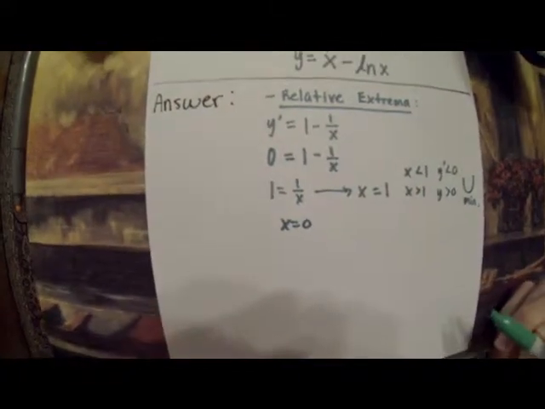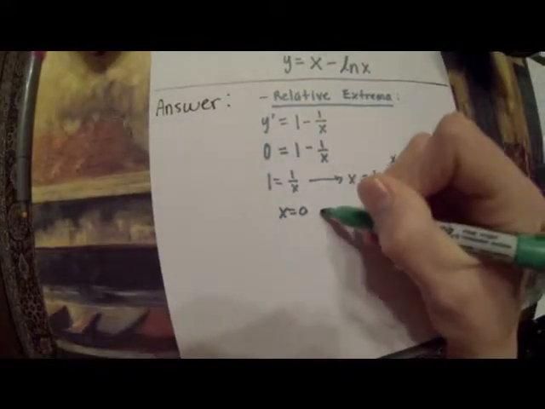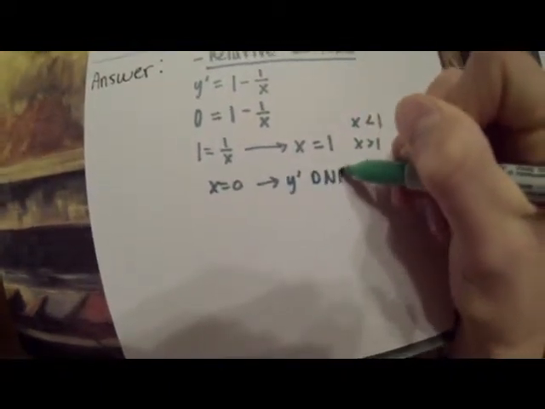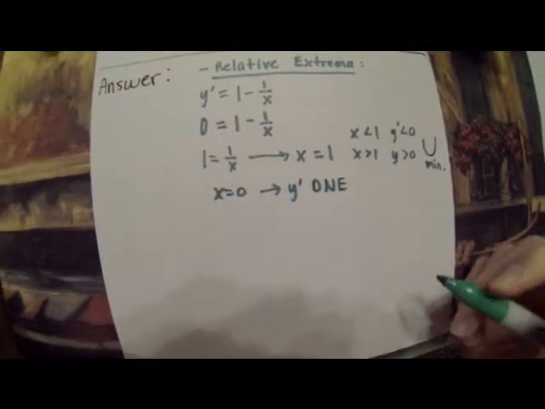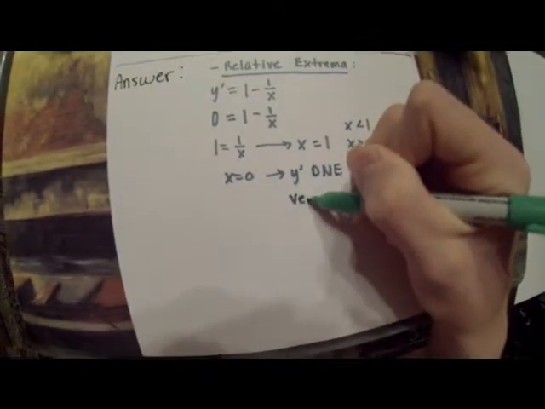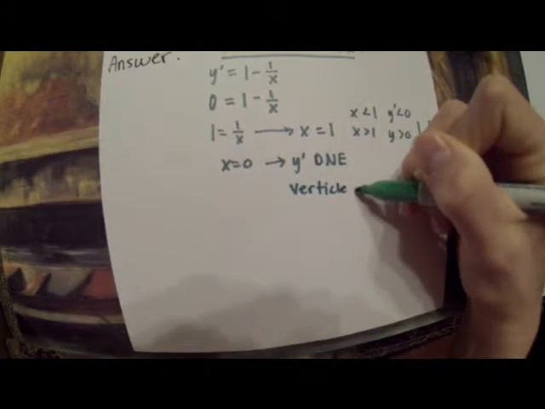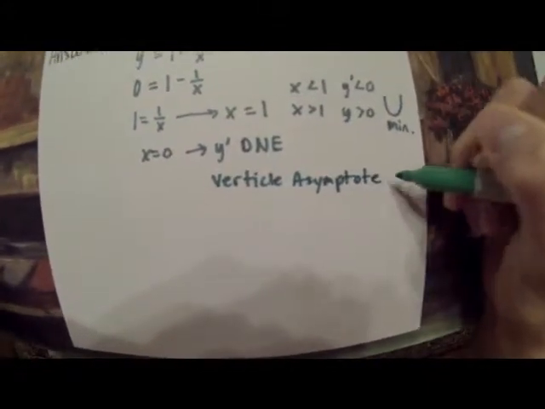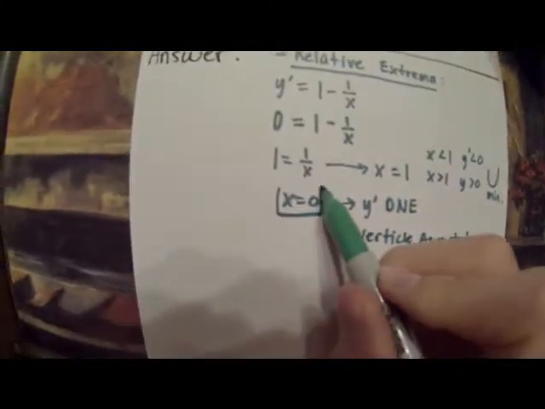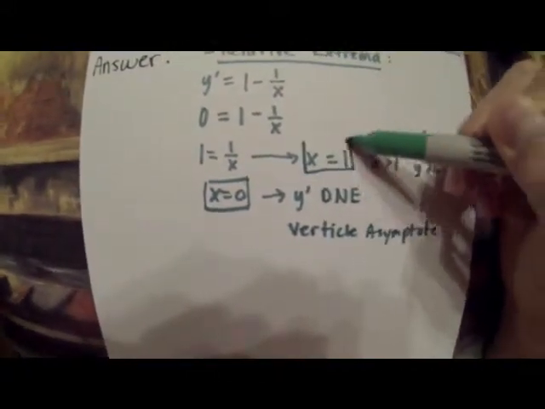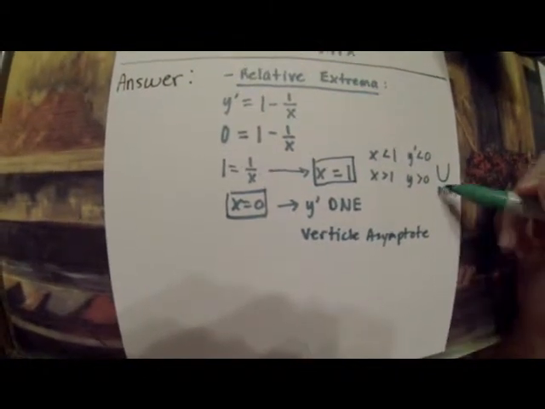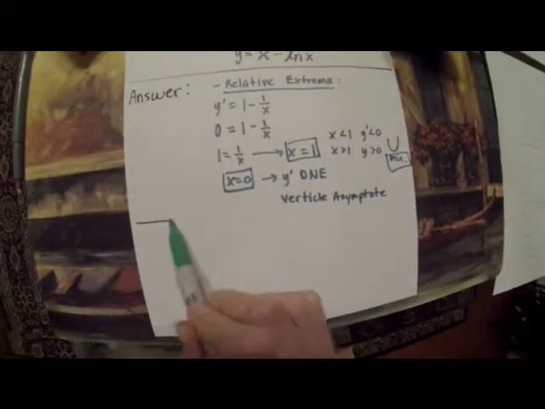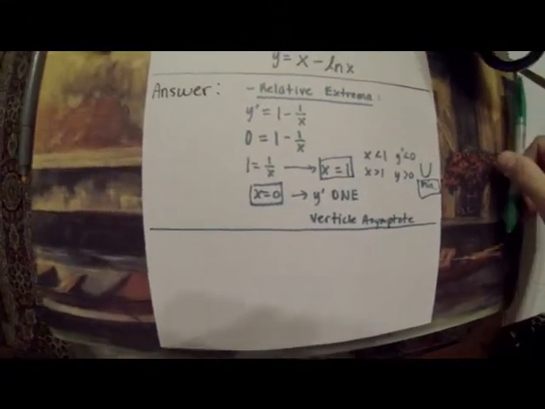And so that's when y prime does not exist. So we have a vertical asymptote. So x equals 0, x equals 1, and a minimum. Alright, so that concludes our relative extrema.